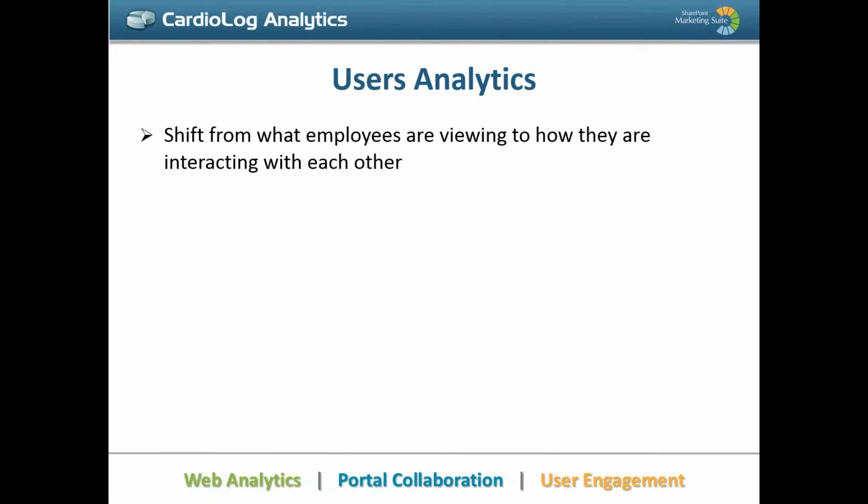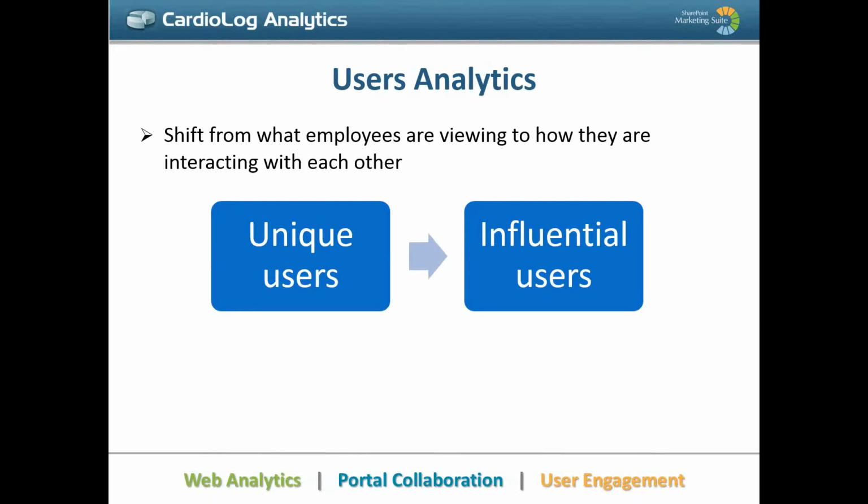The next key shift is around users. Up till now, the main metric was what employees are viewing or how often they are accessing SharePoint and Yammer. We're now going to take a look at metrics that are more about how these employees are interacting with each other, how they are influencing one another. So it's a big shift from unique users to influential users.